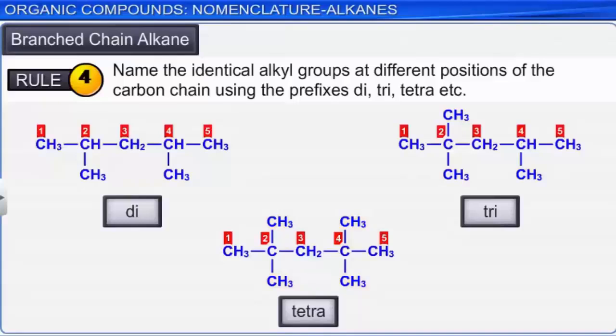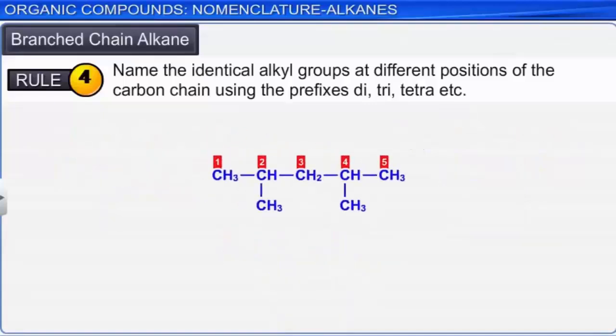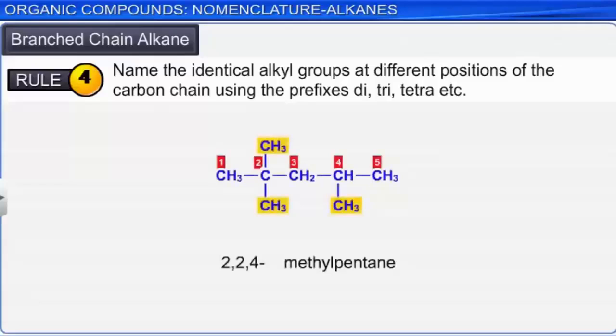For example, while naming the following compound that has 2 methyl substituents at the 2 and 4 positions, the prefix di is used. Hence, the name of the compound is 2,4-dimethylpentane. Similarly, the prefix tri is used while naming the following compound. Hence, the name of this compound is 2,2,4-trimethylpentane. The position numbers of the substituents are separated by commas.